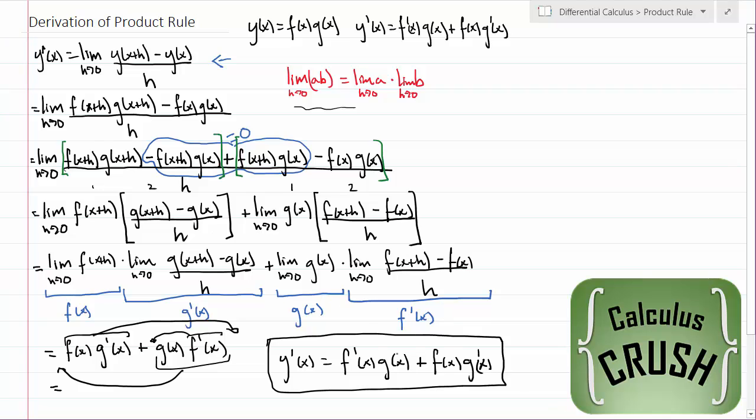Now, why do I like to write it in this way? It's because I've remembered in my mind what the product rule is. And I like to say the derivative of the first times the second plus the first times the derivative of the second. Or you can write it without the function of x and just write f prime g plus fg prime. You can also write it this way. The derivative of fg equals f prime g plus fg prime.